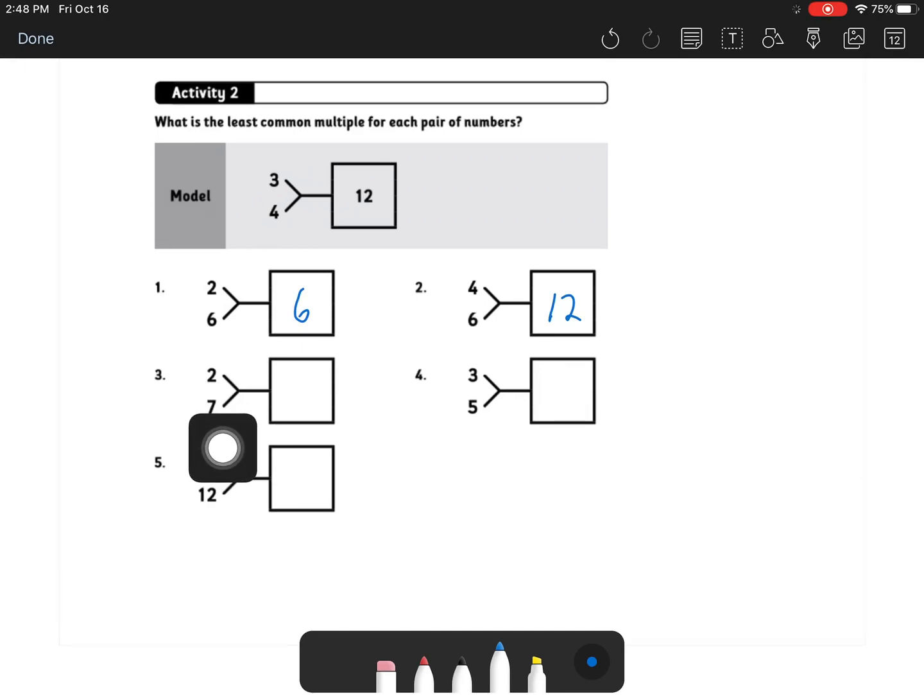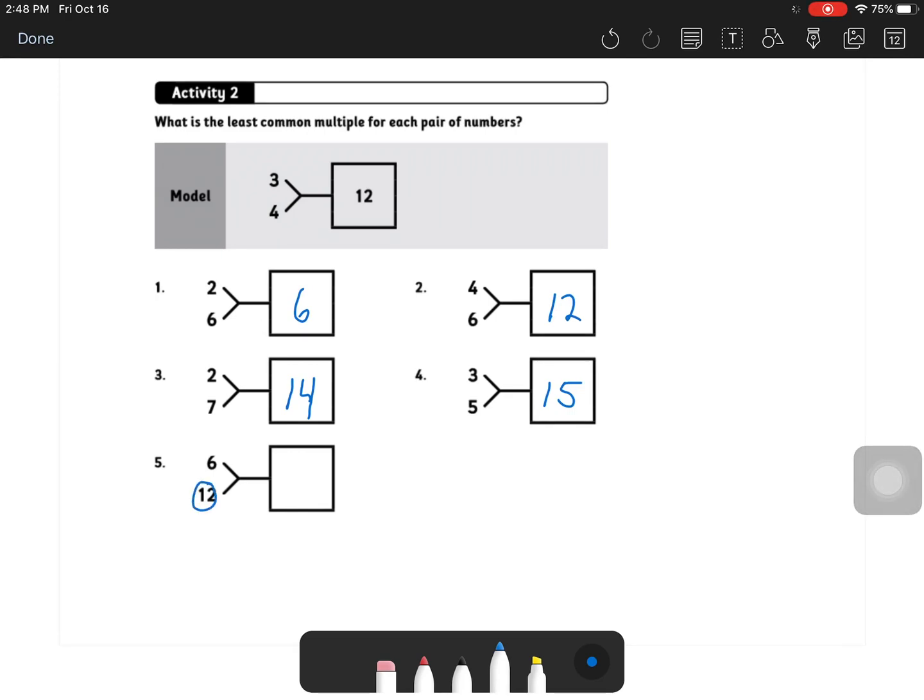Okay, here I've got 2 and 7. Well, 7 isn't a multiple of 2, so we could try multiplying them together. If I double 7 and get 14, yeah, 2 goes into 14, so that works. 3 and 5, well, 3 times 5 is 15. There's your least common multiple.